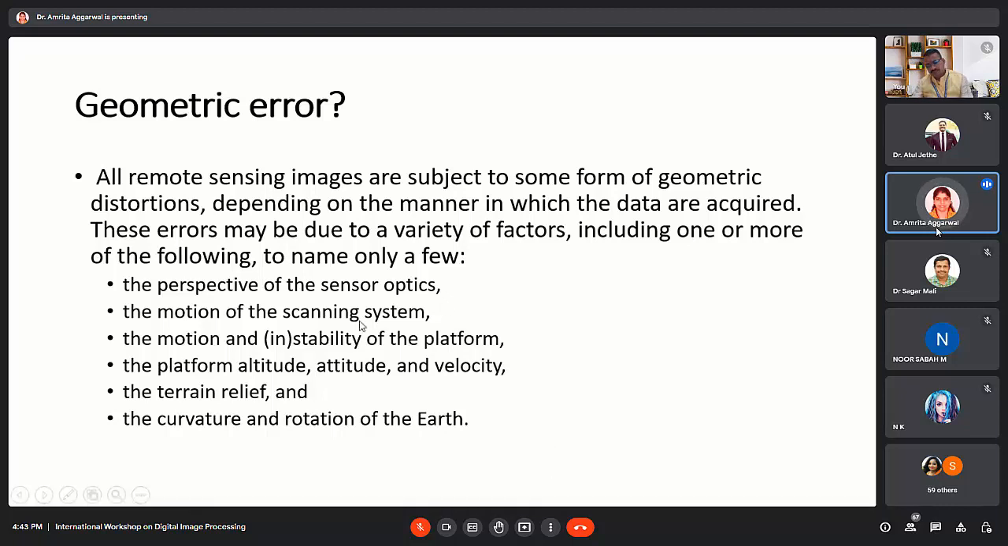Then the motion of the scanning system. Now I want to tell you that there are three types of scanning systems available in the technology of remote sensing. One is push broom scanner, one is whisk broom scanner, and one is side looking scanner. I'm sure some of you might know what these scanners are. Would somebody like to put light on them?